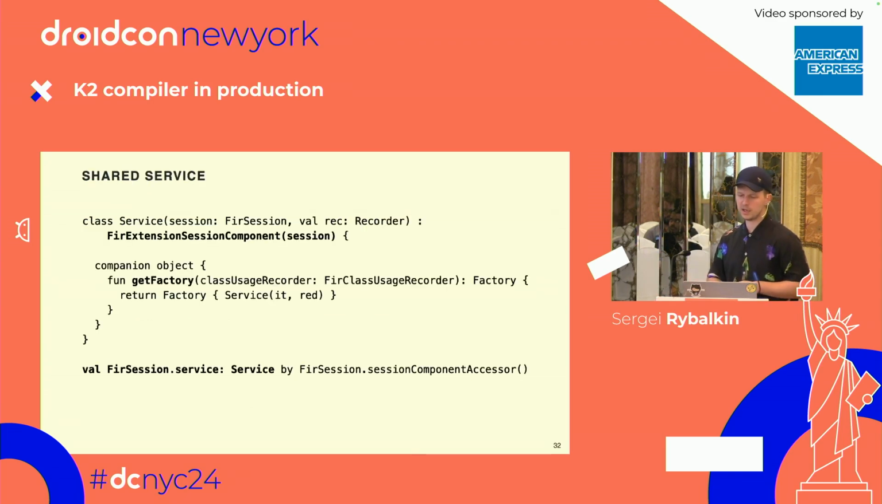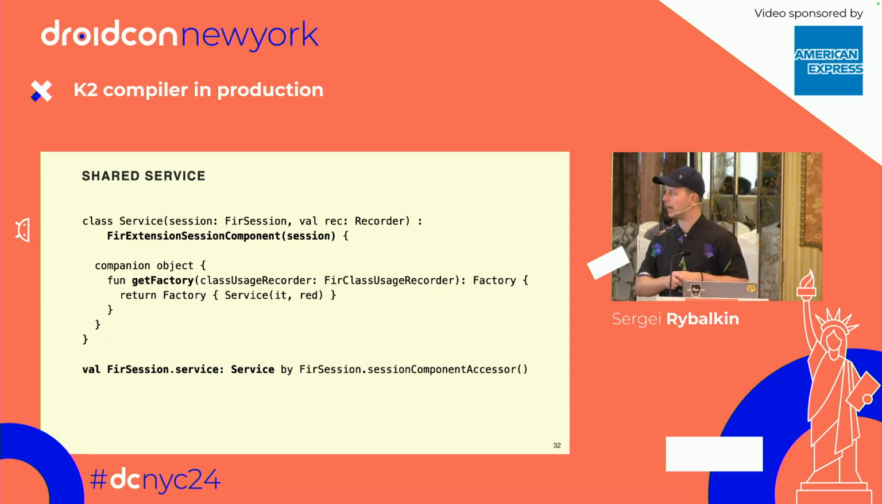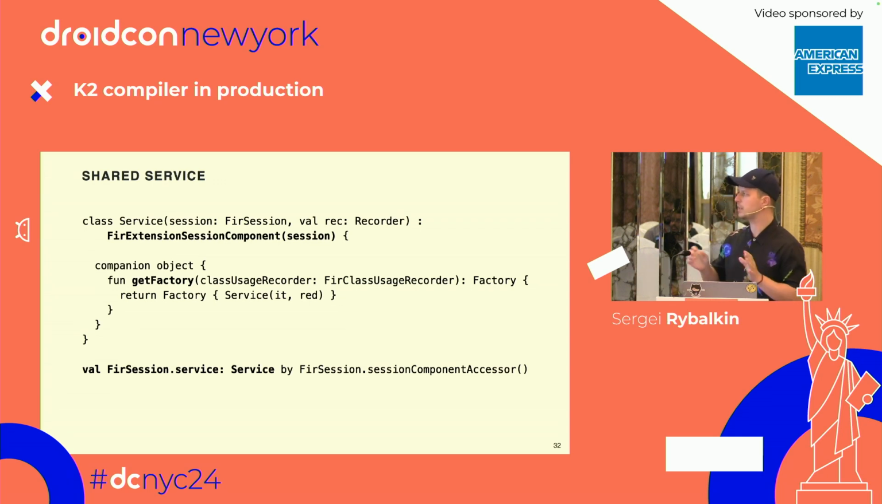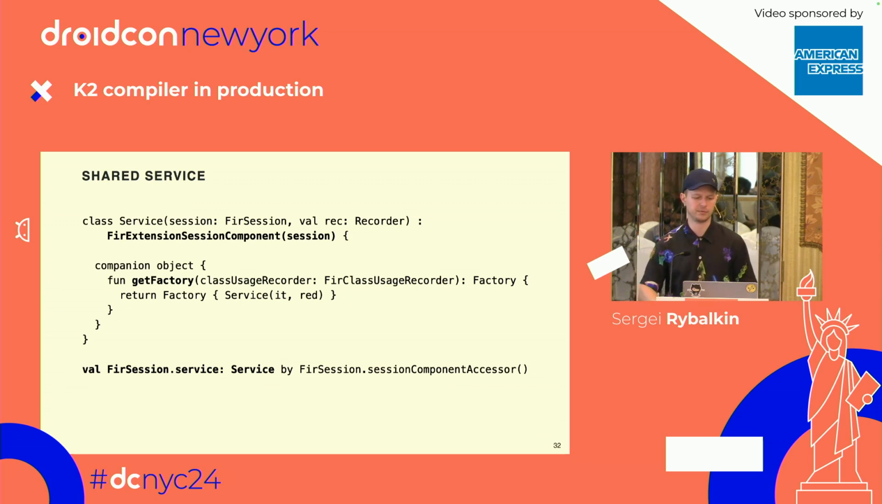So this is how it effectively looked like. We extended a services field by the delegation in a FIR session. So we did it all statically. We injected these methods. And then at the point where we were creating services, we used FIR extension session components to pass the session there and then create a factory of what we are doing.